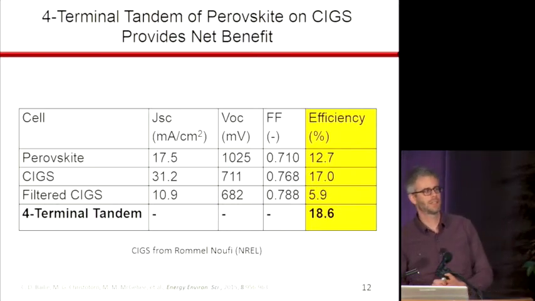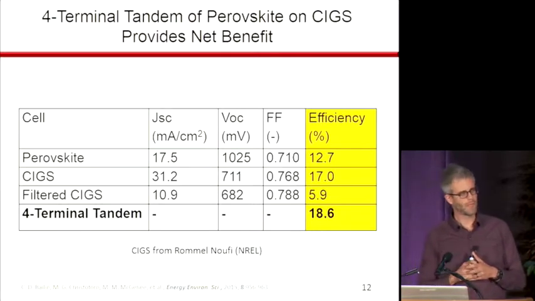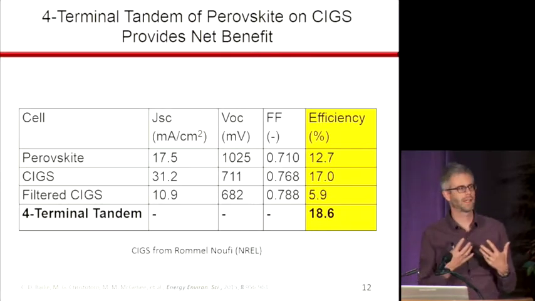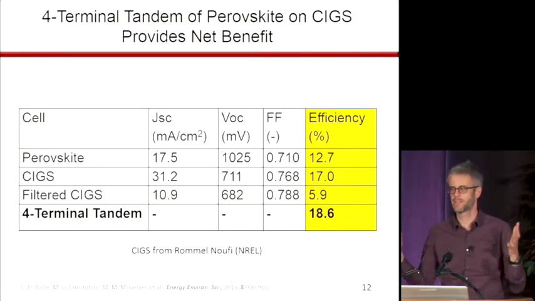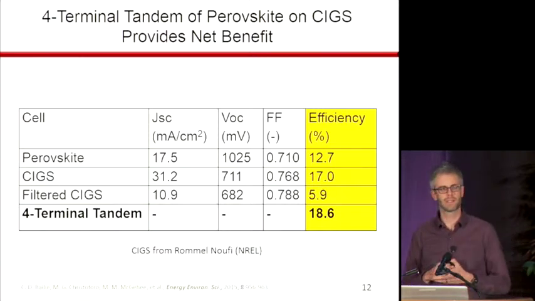Earlier this year we published a paper showing that we can take a 17% SIG solar cell, which is not a world record, more like what SIG solar cell companies can manufacture at scale, and boost it to about 18.6%.